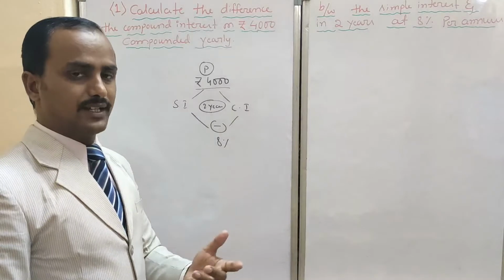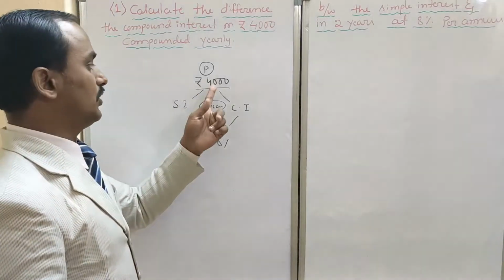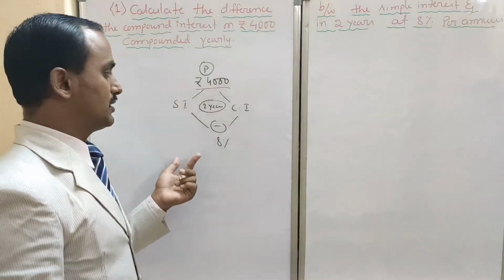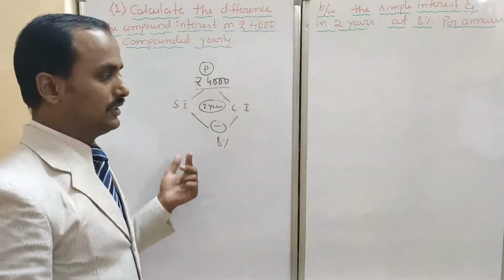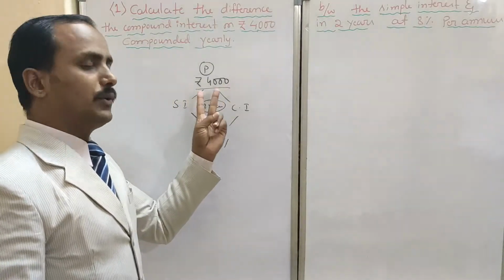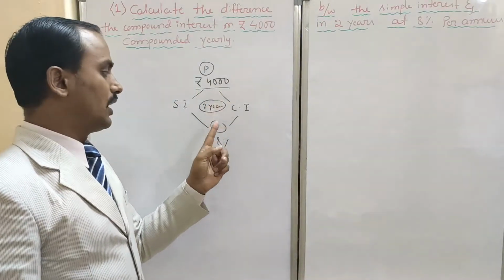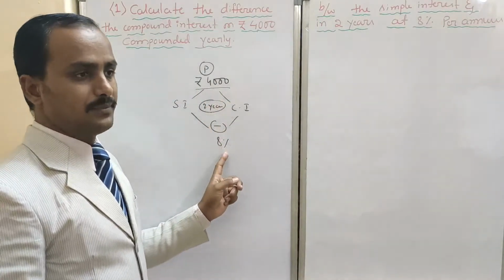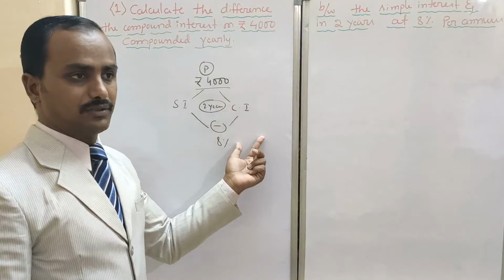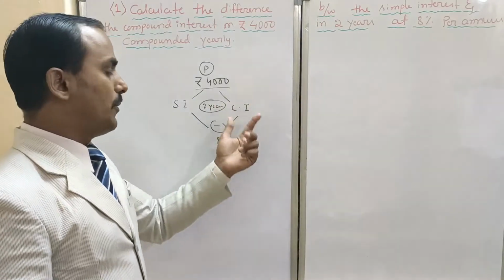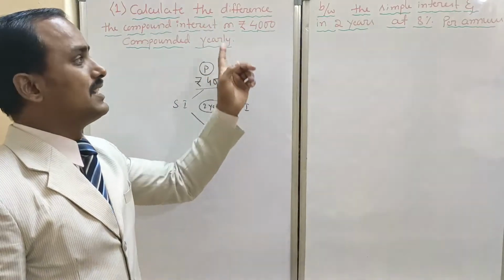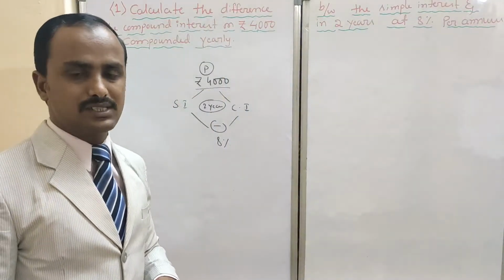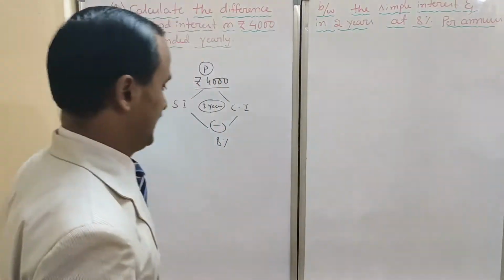I will give one more example. If I take 4,000 in simple interest, how much is the simple interest for 2 years at the rate of interest 8%? I will find that first. Then for the same amount 4,000 in 2-year compound interest at 8%, how much will I get? Then finally I will find the difference between the compound interest and simple interest. That is the question in this problem. Understood? Shall I continue the solution, dear children? Yes.